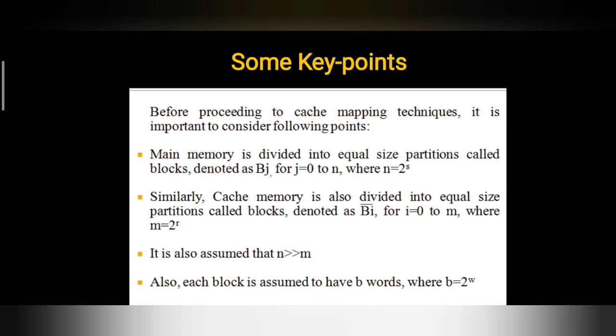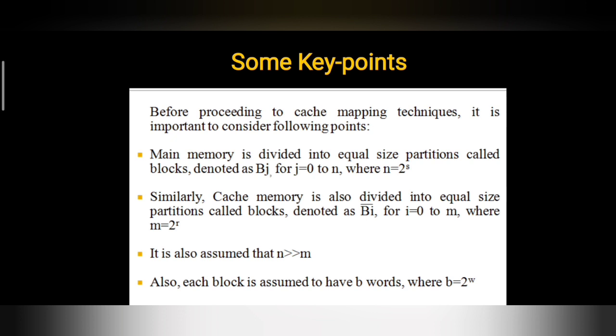One assumption I'm making is that the main memory is divided into an equal number of partitions called blocks, which will be denoted as capital B_j, where j is from 0 to n. It means that the main memory will have a total of n blocks, and this n could be written as 2 raised to power s.